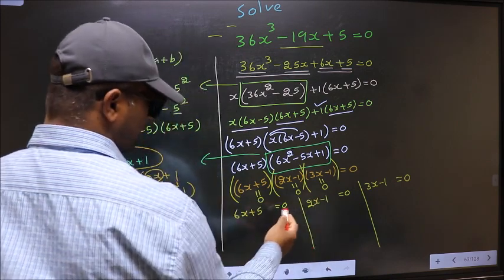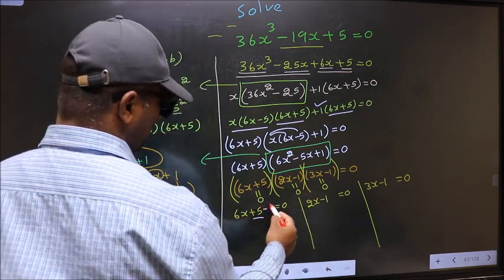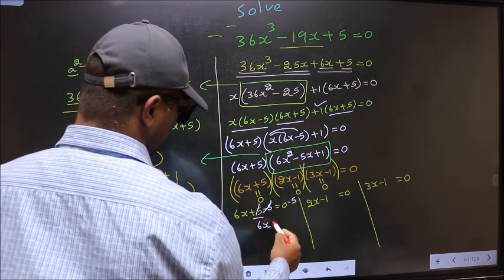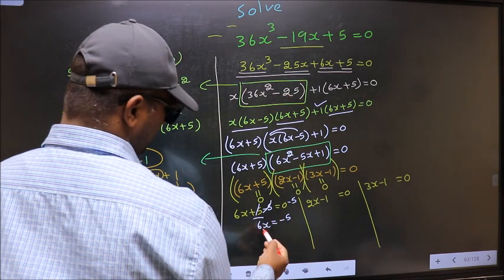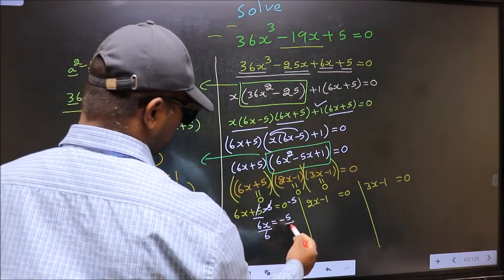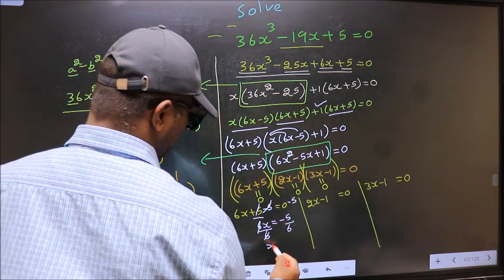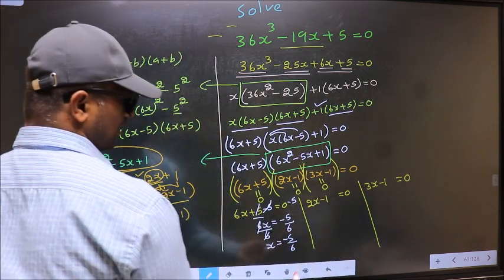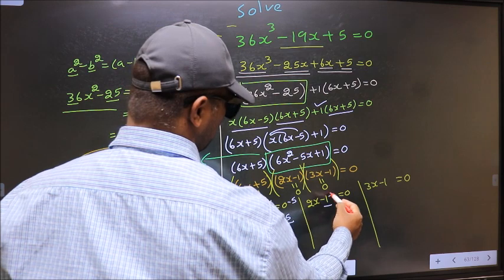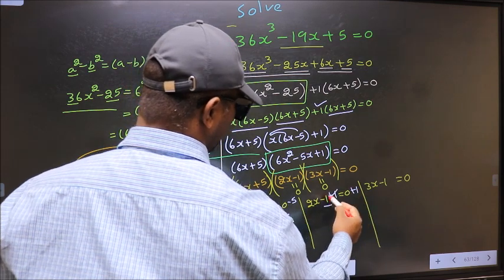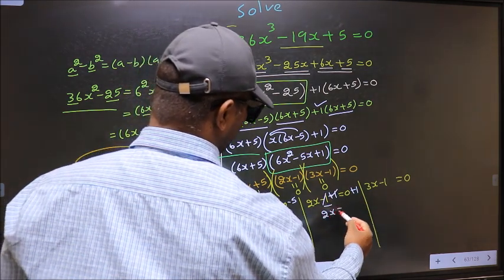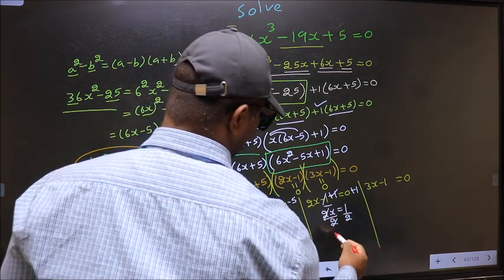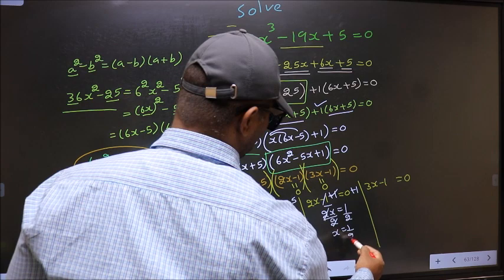To get x value from here, I should remove plus 5, so you subtract 5. You get 6x equal to minus 5. Now I should remove 6, so divide by 6. You get x equal to minus 5 by 6. Now here, I should remove minus 1, so add 1. You get 2x equal to 1. Now I should remove 2, so divide by 2. You get x equal to 1 by 2.